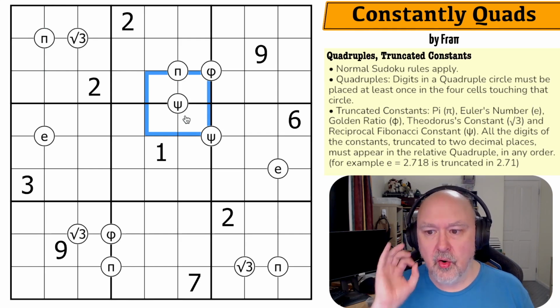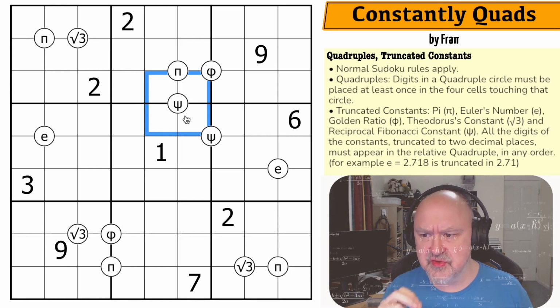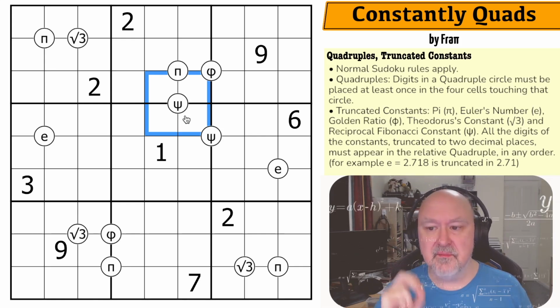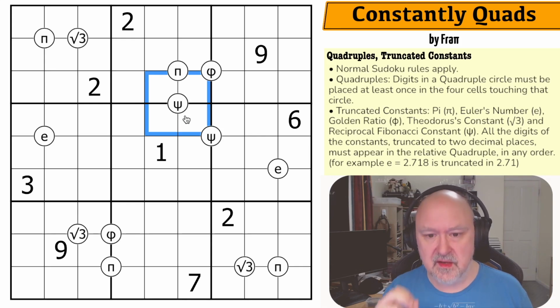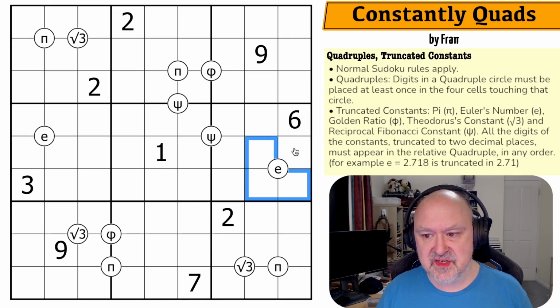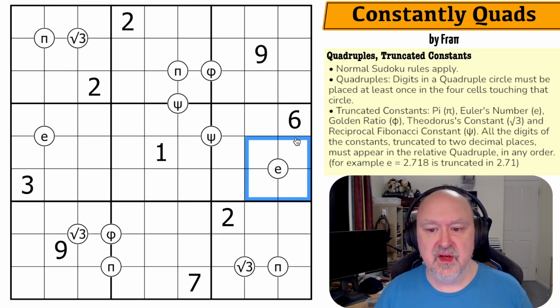So they're the constants. All the digits of the constants truncated to 2 decimal places must appear in the relative quadruple in any order. So what does this mean? So for example, E is 2.718. So this is 2.718 and then more digits, but it's truncated to 2.71. It's not rounded to 2.72. So this E can be read as 271. And the other ones, I'll let you look up for yourself.